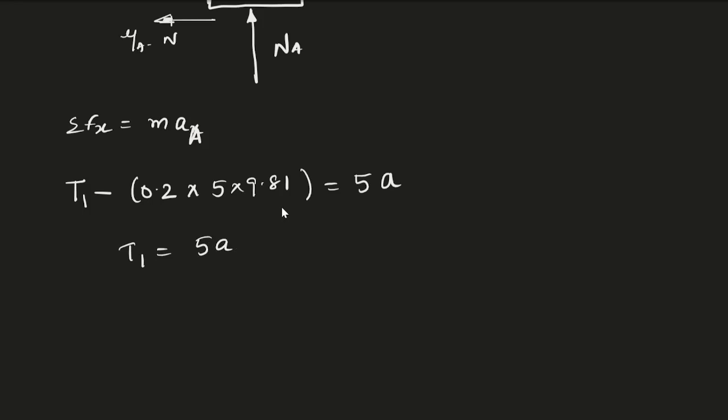if I multiply that value, 0.2 into 5 into 9.81, it will give me the same value, 9.81. So plus 9.81. This is the first equation from block A.